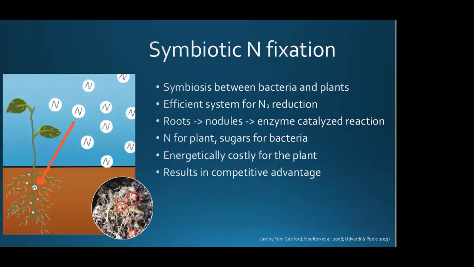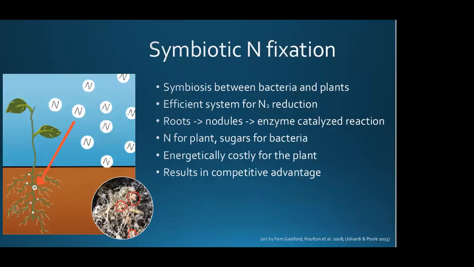Symbiotic nitrogen fixation can occur between certain types of soil bacteria and compatible plant species, and is one of the most efficient systems for reducing nitrogen gas from the atmosphere, or fixing nitrogen. Bacteria infect the roots of plants, and together they form nodules. You can see circled here in the photo.